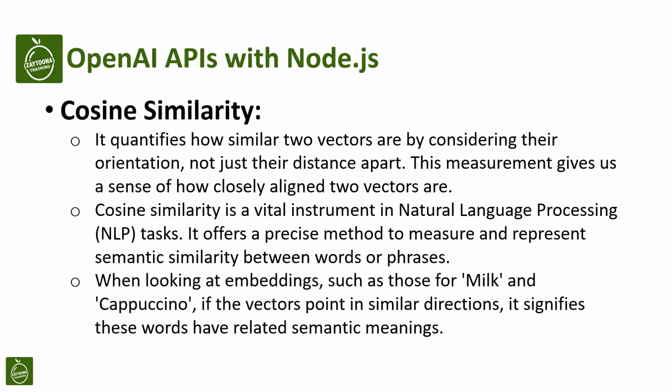So this is similarity. Now, how do we measure similarity? We measure similarity by calculating what we call cosine distance. Cosine similarity is a measure that gives us an understanding of how similar two vectors are. This measure takes into account the orientation of the vectors rather than just the distance between them. Essentially, it helps us understand how closely aligned the vectors are in terms of their direction.